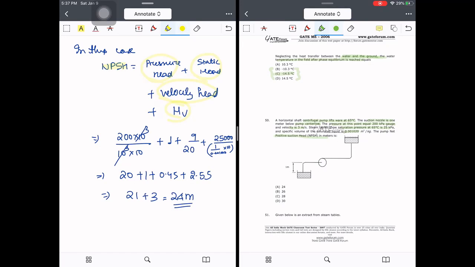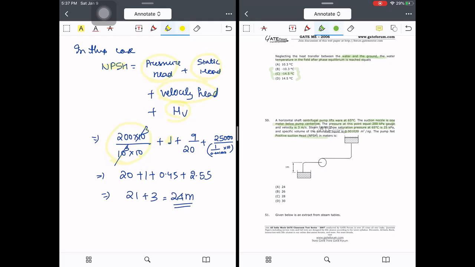Now in this case we can say NPSH is equal to pressure head plus static head plus velocity head plus the loss of head that took place in this. So what is the pressure head that they have told? They have told that the pressure at this point is equal to 200 kilopascal. So I will convert in terms of head of water. So 200 into 10 power of 3 divided by rho into g.